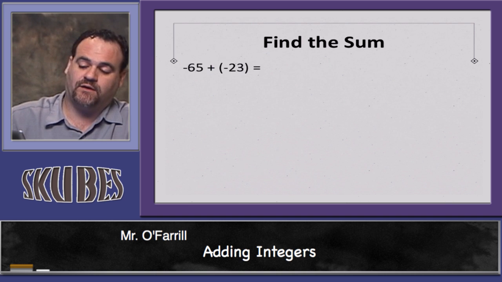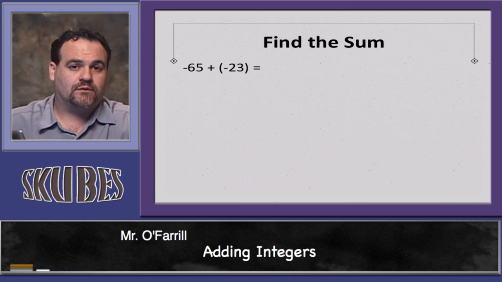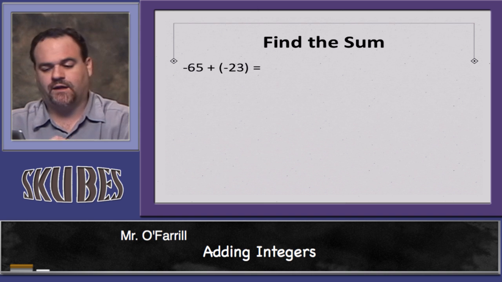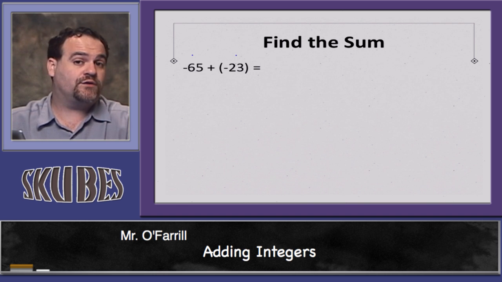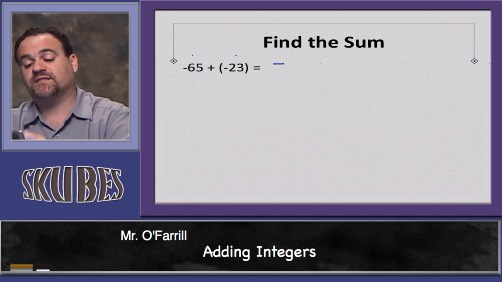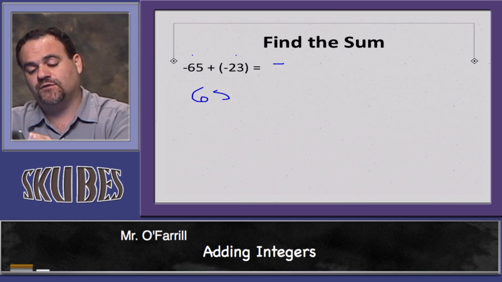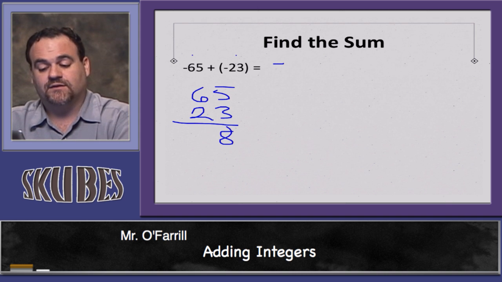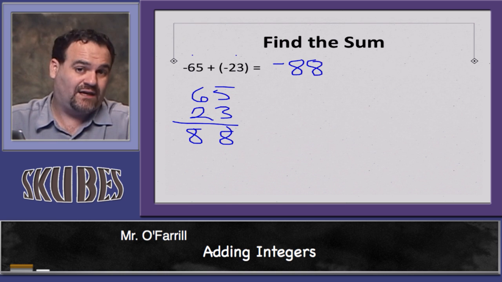Apply that same rule in this scenario. We have negative 65 and negative 23. Are the signs the same or are they different? This is a negative 65 and a negative 23. They're both negative. So according to our rule, we know that the sign is going to be the same. It's going to be a negative answer. And then all we've got to do is add the two numbers together. To do it vertically, 5 plus 3 is 8. 6 plus 2 is 8. The answer is negative 88.